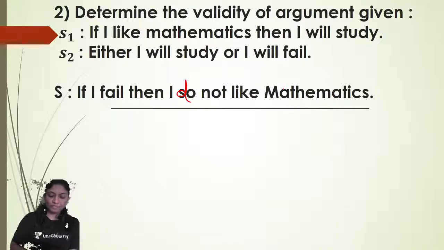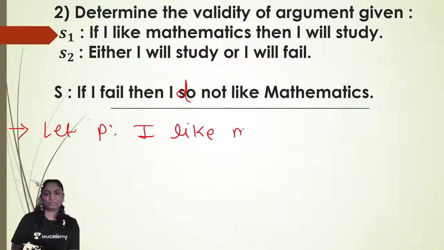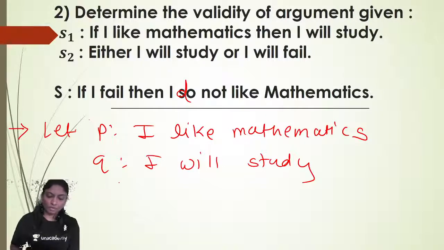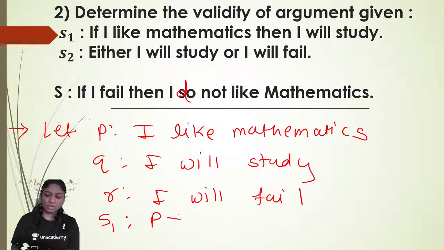Now, first of all we write P. Let P be our statement: I like mathematics. Q: I will study. R: I will fail. And S1 is P implies Q. If I like mathematics, then I will study.